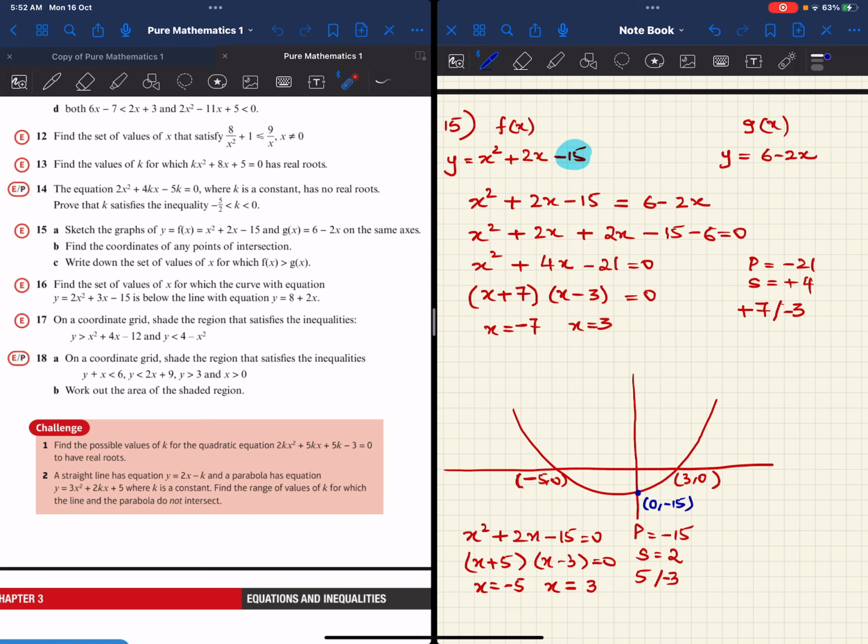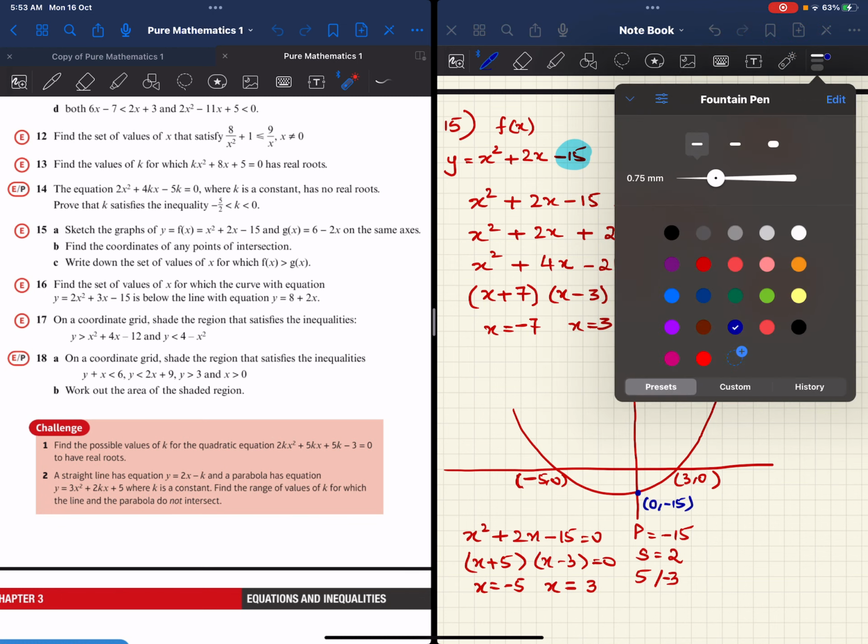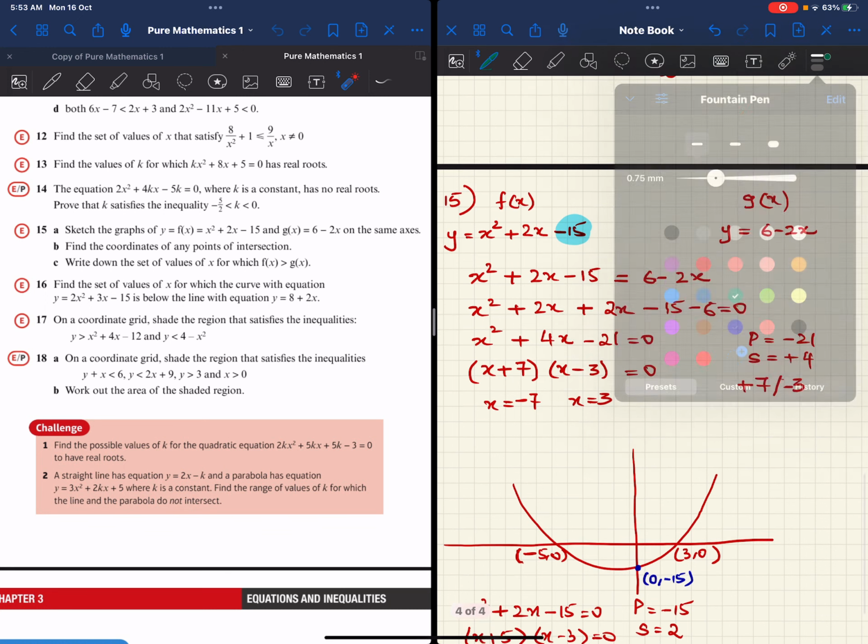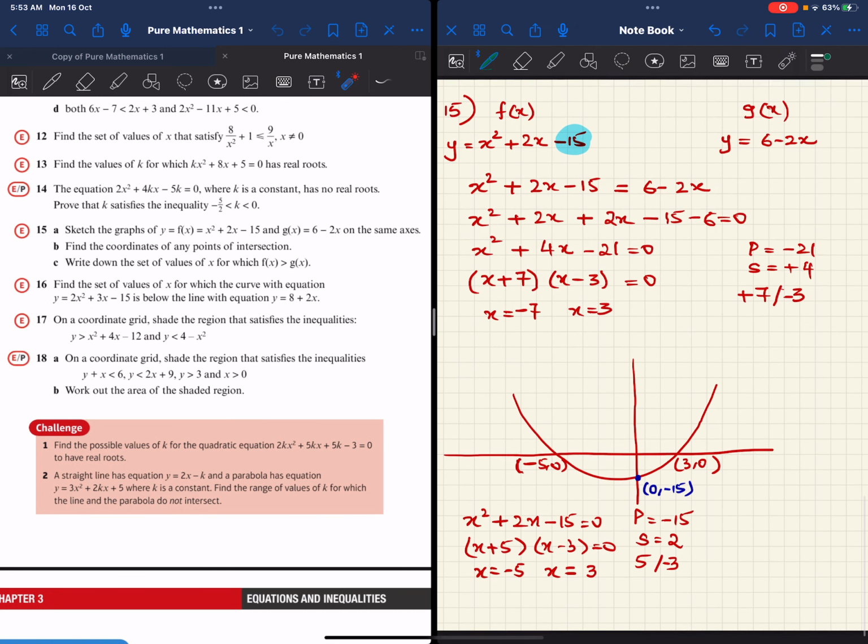Okay, now moving on with the sketch of the line, it's 6 minus 2x. It's a line with negative gradient, which means it will be inclined in this direction and has a y-intercept of 6. So let's sketch the line. We'll do it with the green color. Let's assume that this is 6 here, since the y-intercept is 6. Or we'll keep it a little lower.